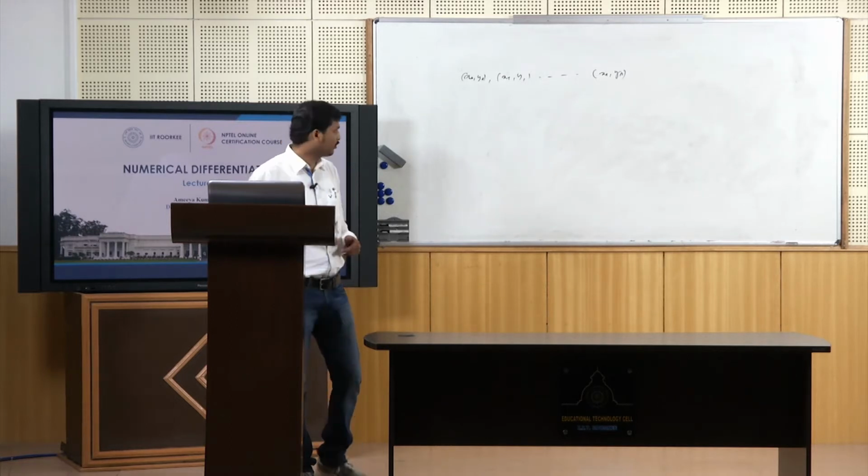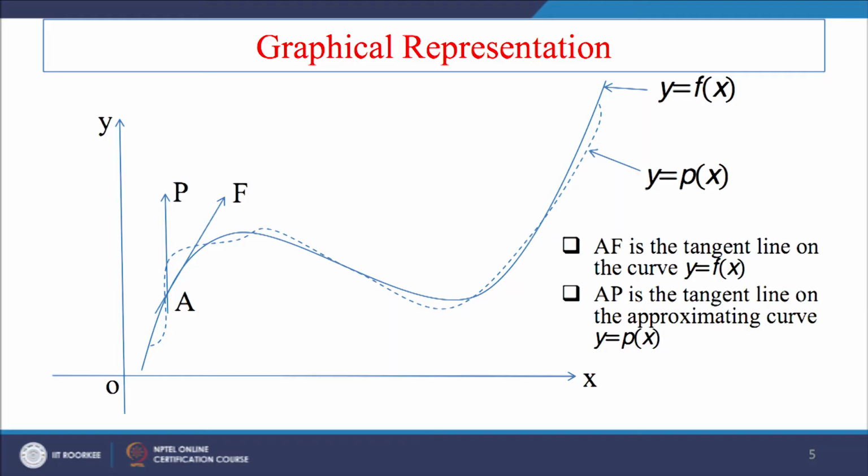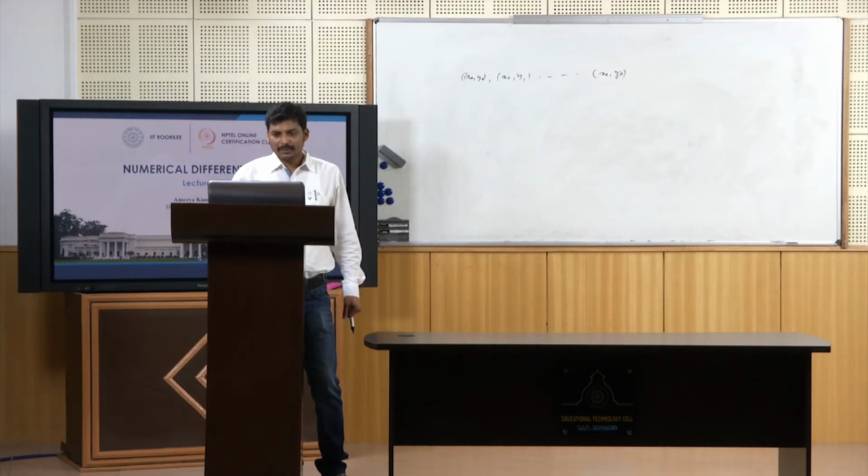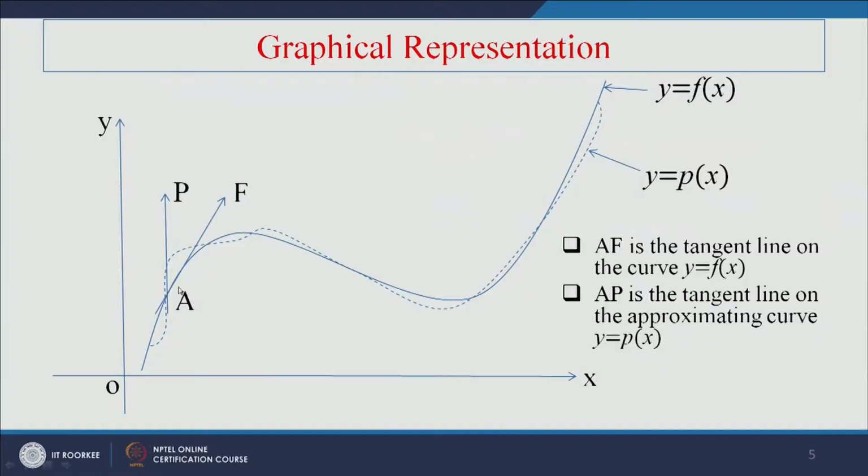If you see this graph, y equals f of x is the curve we have plotted, and this curve is approximated by a polynomial y equals p of x. If you visualize a point A in this graph and plot the tangents at that point, like AF and AP, we can find that these tangents are completely different. So sometimes the polynomial's derivative completely differs from the derivative of the approximated function.